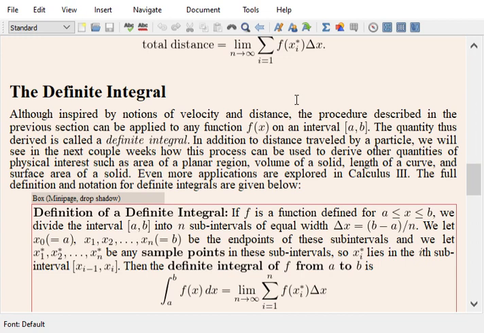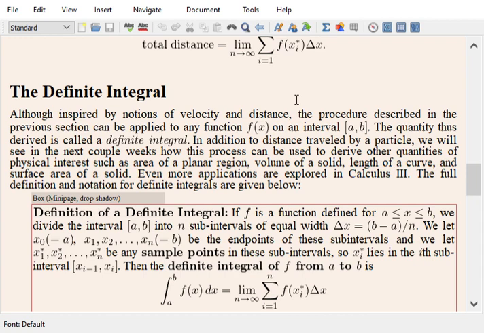And like I just said, in addition to distance traveled by the particle, we'll see in the next couple weeks how this very same process can be used to derive other quantities of physical interest. So, area of a strange planar region, a region that's bounded by the graphs of functions. Volumes of certain solids, solids which are easily described, so to speak. The length of a curve, the surface area of a solid. Those are applications that we're going to explore in this course.